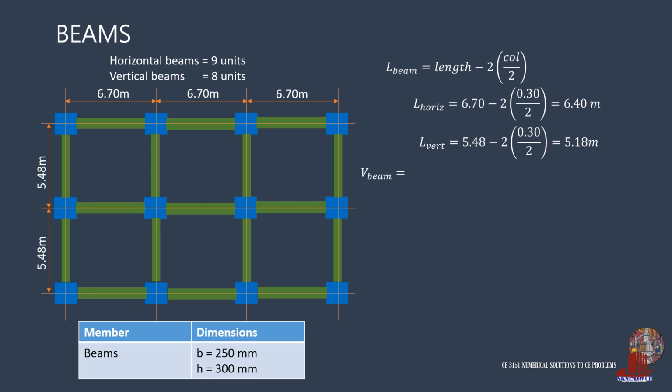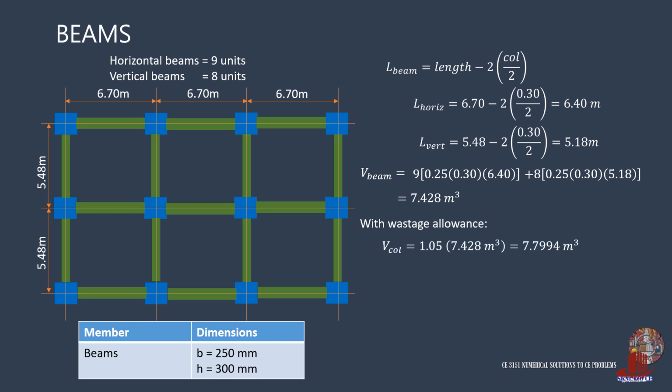Now take the total volume of the beams, which comprise of the 9 horizontal beams times the cross-sectional area of 0.25 by 0.30 and the length of 6.4 meters. Add to this the vertical beams, that is 8 units of 0.25 times 0.30 times the length of 5.18 meters. The volume is then 7.428 cubic meters. Incorporate the wastage allowance of 5%, making the required beam volume 7.7994 cubic meters.